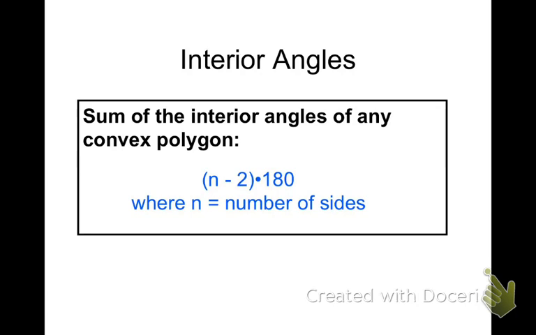Would the process change if it was not convex? Yeah, and then we wouldn't have a formula for it. So if it was like this, then it would have a different sum.